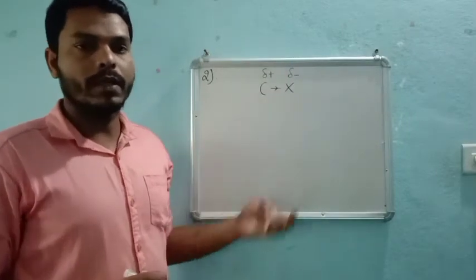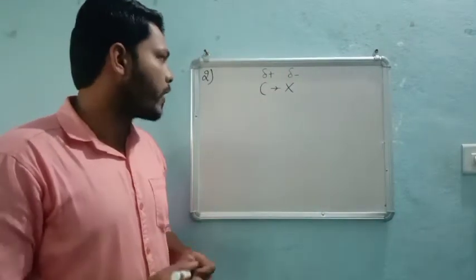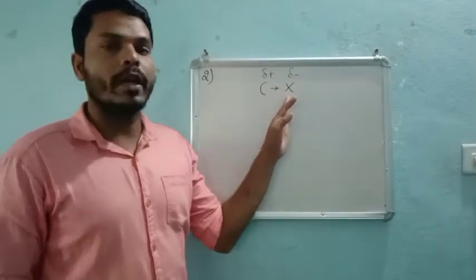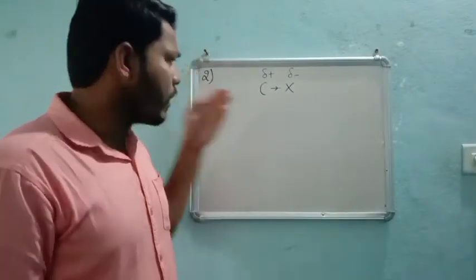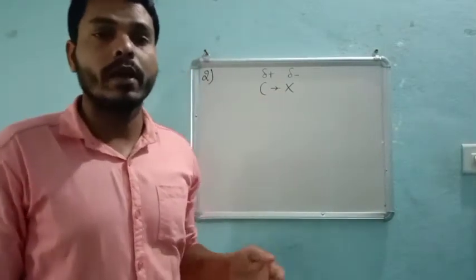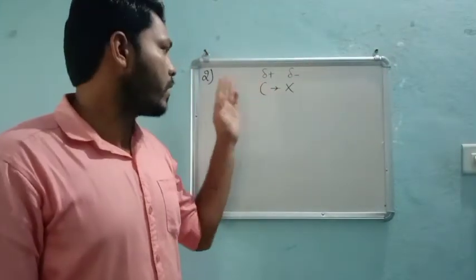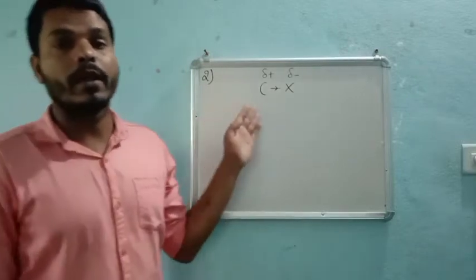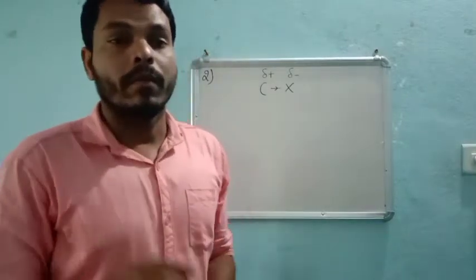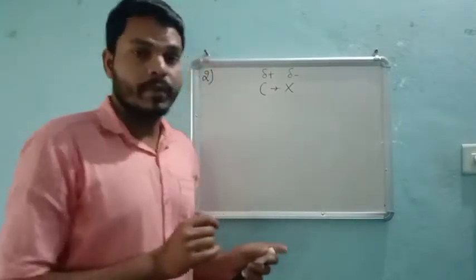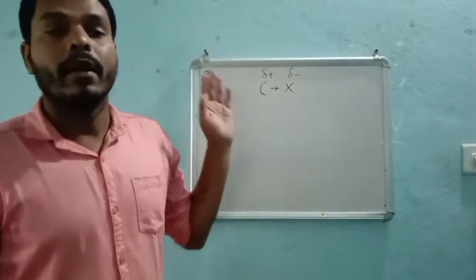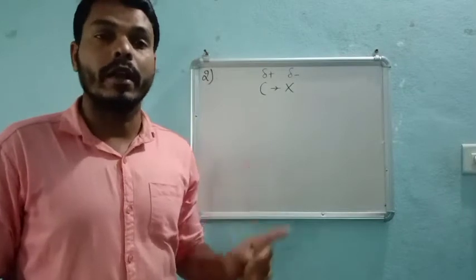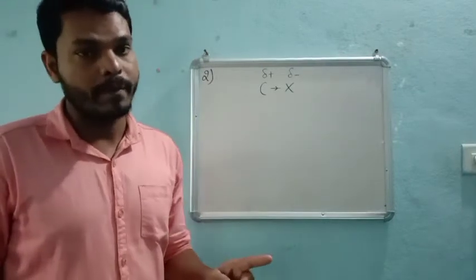And now in the second point, because halogen is more electronegative than carbon, what is happening? The electrons are moving towards the X, and carbon is going into the loss. So because of this, what happens? Carbon will get a partial positive charge and halogen will get a partial negative charge on it, right?